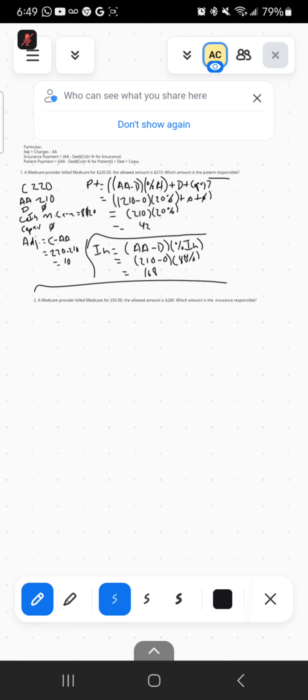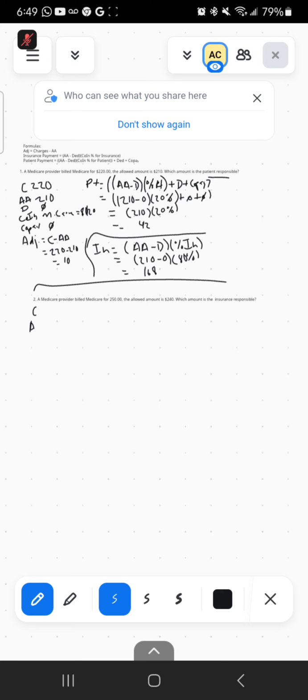Same thing, we know that it's a question that we have to calculate, so charges, allowed amount, deductible, co-insurance, co-pay, and adjustment. Says Medicare provider billed Medicare 250, so charge 250. Allowed amount 240. And what is the insurance responsibility? So it's the same as the other one, but a little bit backwards, because now it's after the insurance.